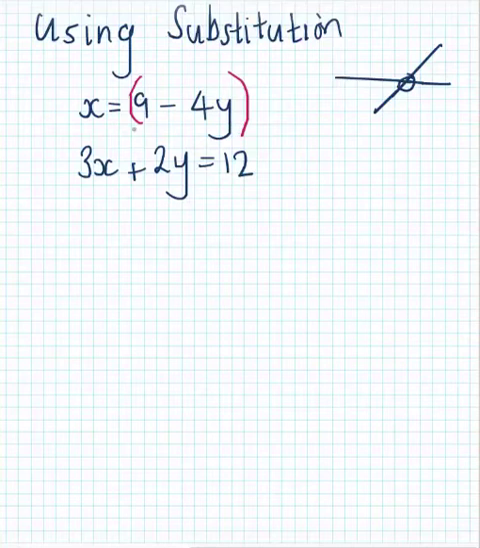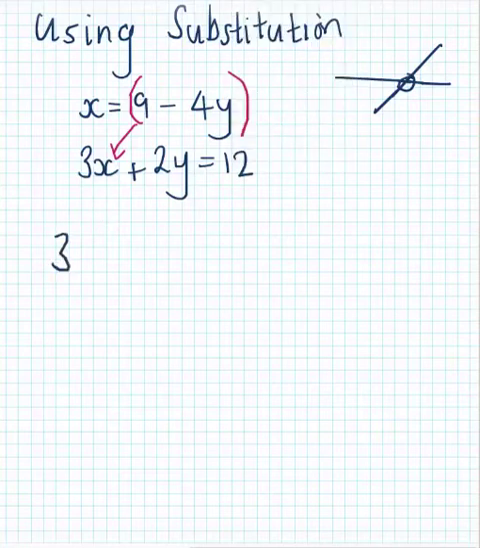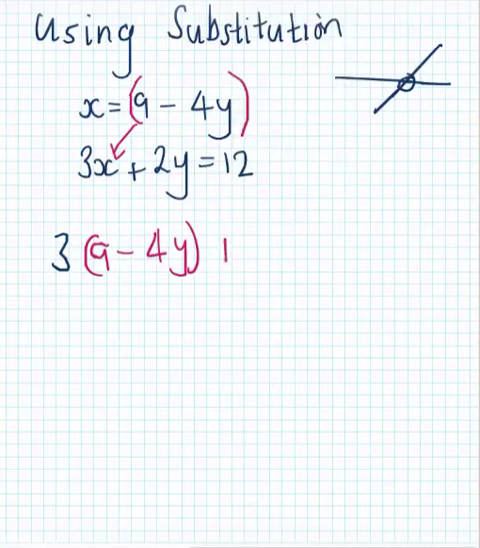And now I'm going to replace that x with 9 minus 4y because I know x is equal to this. So I'll just change the color, 3, and just to emphasize, this x is now in brackets, 9 minus 4y, and close brackets, plus 2y equals 12. And now we can see what we have achieved. We now have one variable in this whole equation, which is y, and we can solve it. Whereas here we had two unknown variables, and you can't solve an equation with two unknown variables.